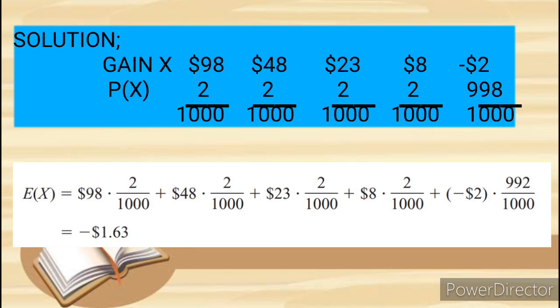Then expected value is equal to $98 times 2 over 1,000 plus $48 times 2 over 1,000 plus $23 times 2 over 1,000 plus $8 times 2 over 1,000 plus negative $2 times 992 over 1,000 is equal to negative 1.63. Therefore, the expected value if you purchase 2 tickets is negative $1.63.